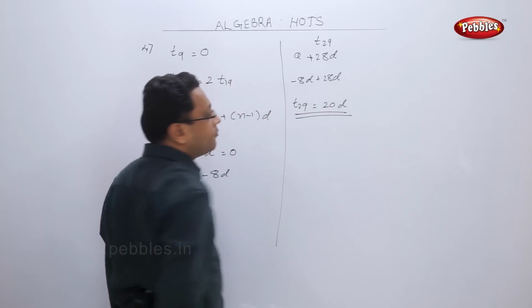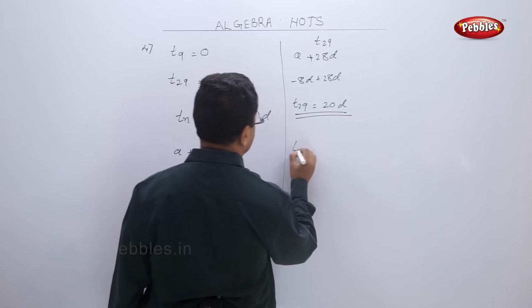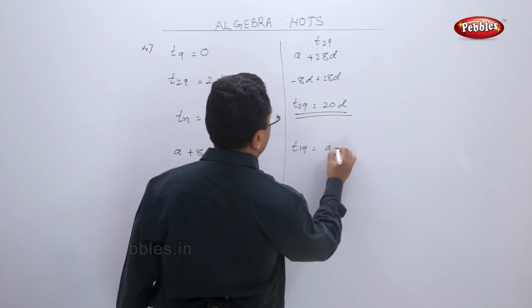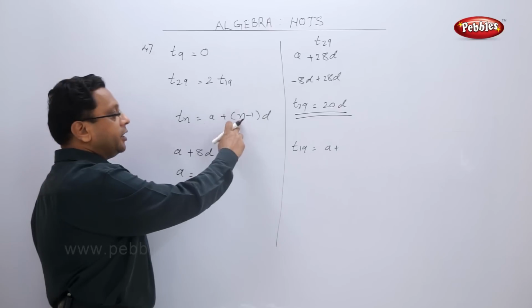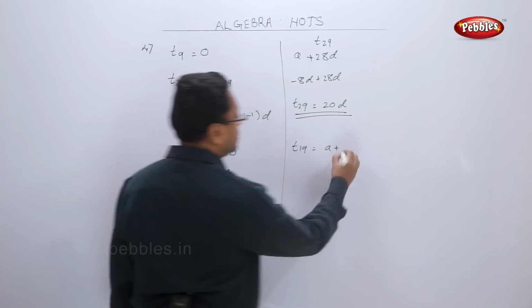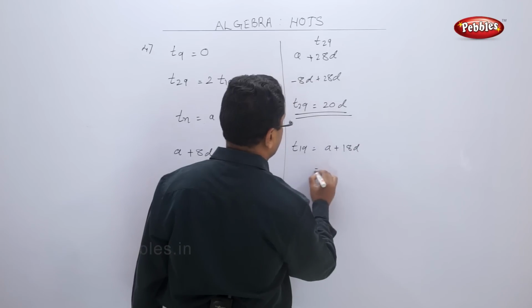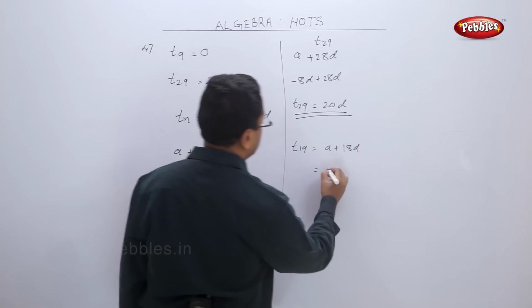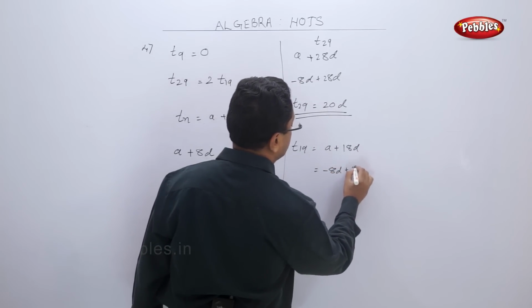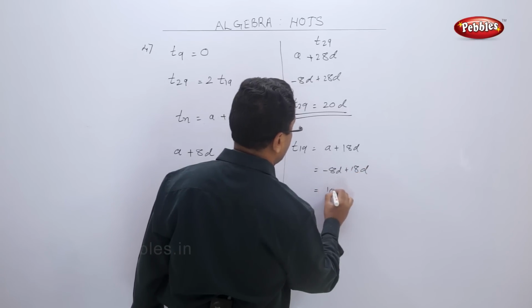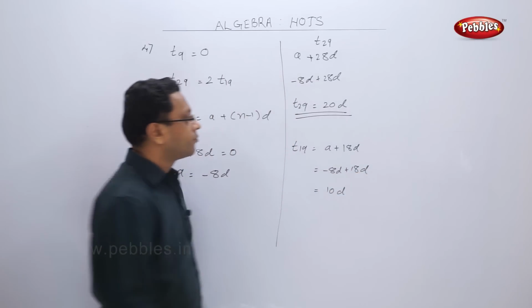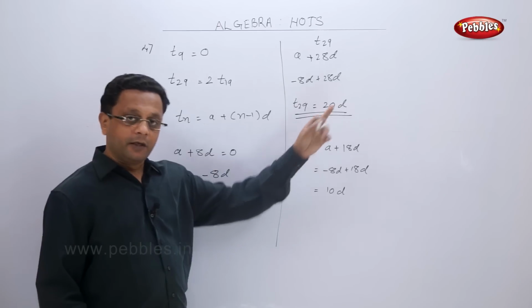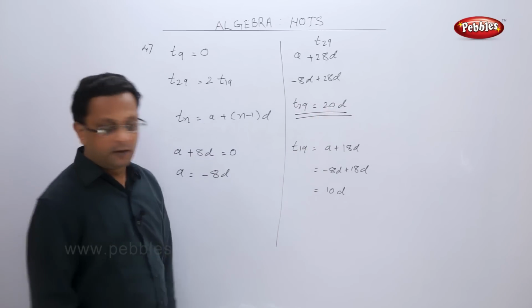Now I'll find out T19. A plus 19 minus 1 is 18, but a is equal to minus 8d, plus 18d, so I have 10d. So T29 is 20d and T19 is 10d.